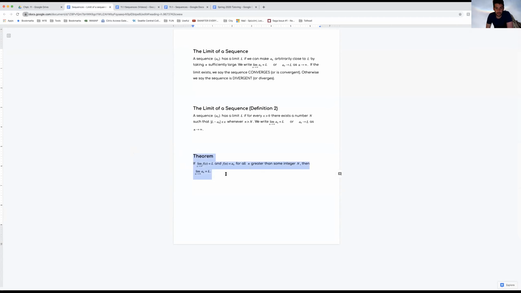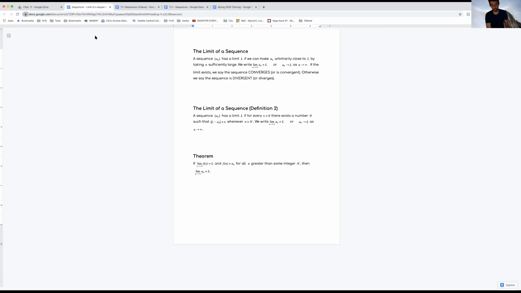This theorem here: if the limit as x goes to infinity of f of x equals L, and f sub n equals a sub n for all n greater than some integer n, then the limit as n goes to infinity of a sub n equals L. All this is saying is that if we have a function that looks just like our sequence when you plug in the integers to the function, then we can take the limit of that function and use it to find the limit of the sequence.